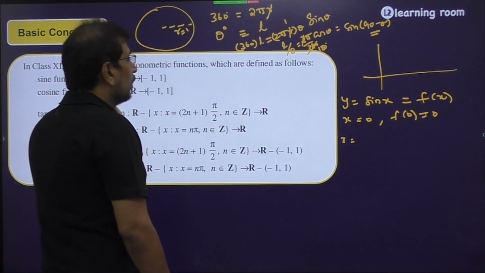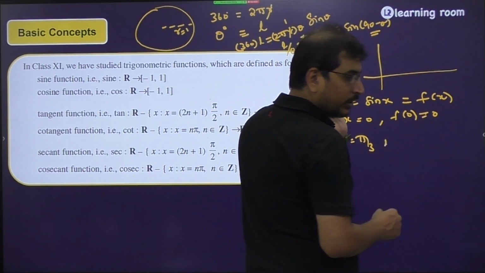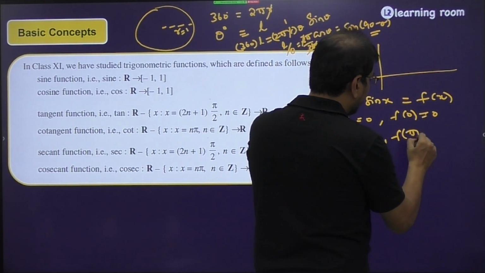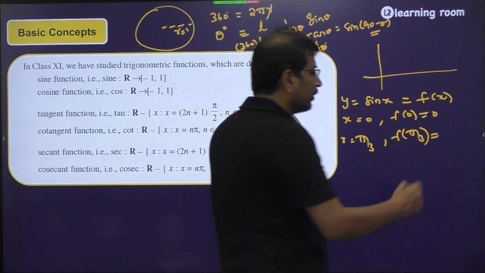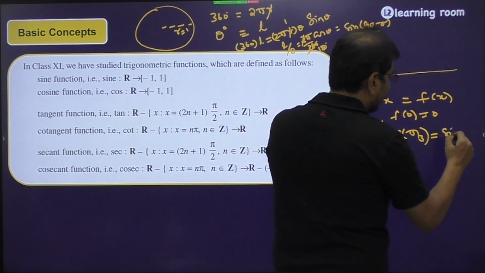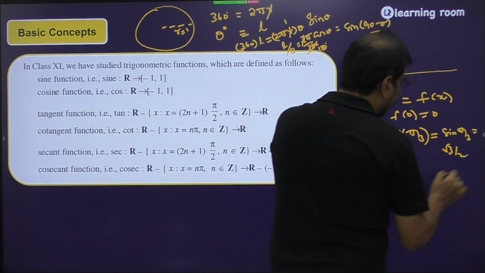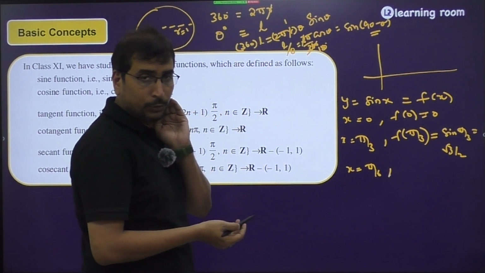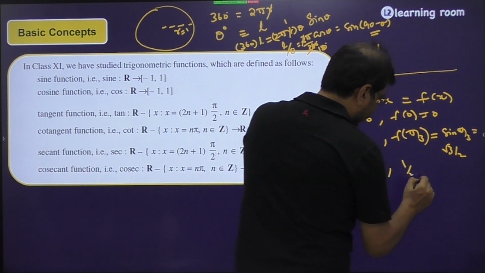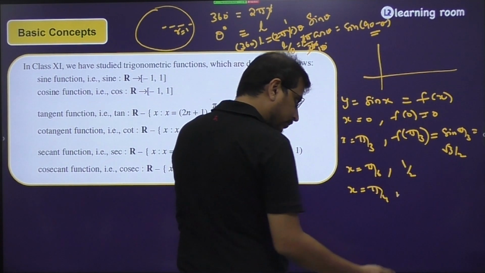Now, if I take x is equal to pi by 3, for instance, what is going to be the value of f of pi by 3? F of pi by 3 is sine pi by 3. So I directly went to 60 degrees. It is going to be root 3 by 2. So suppose I have x is equal to pi by 6, which is 30 degrees. What is f of pi by 6? X is equal to pi by 4. How much is it?